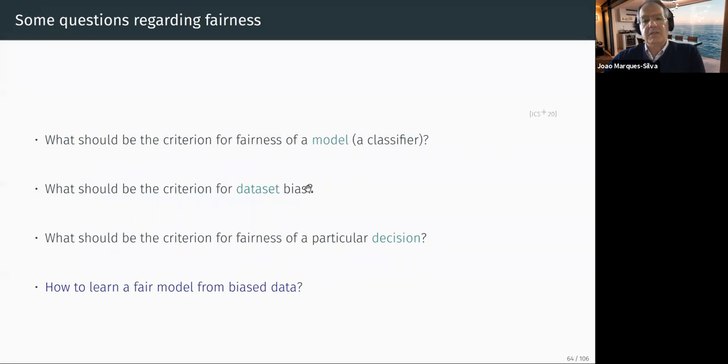How can we measure what is the criterion for dataset bias, and what is the criterion for fairness for a particular decision? So is a decision fair or not? And how can we learn a fair model even if we have a data set that has bias? Okay, and I'm going to show you in a few slides an example where we did exactly this.